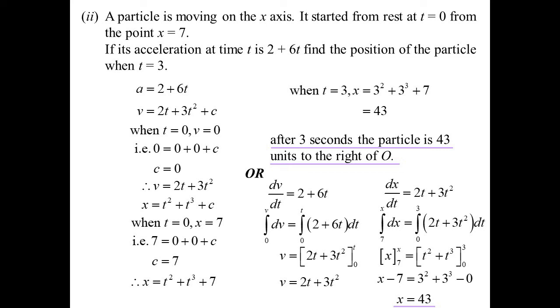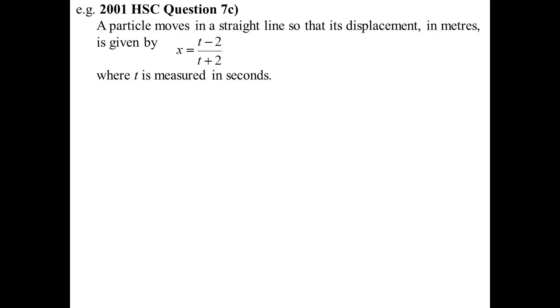And on the right-hand side, sub in 3, sub in 0, move it all to the other side, and there's my answer, 43. So as I say, by doing it as a definite integral, I don't have to worry about the constant. It works it out for me. Let's look at an HSC question.